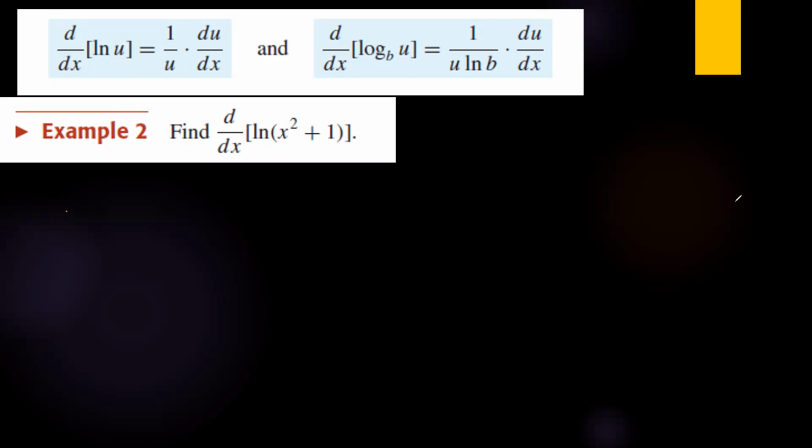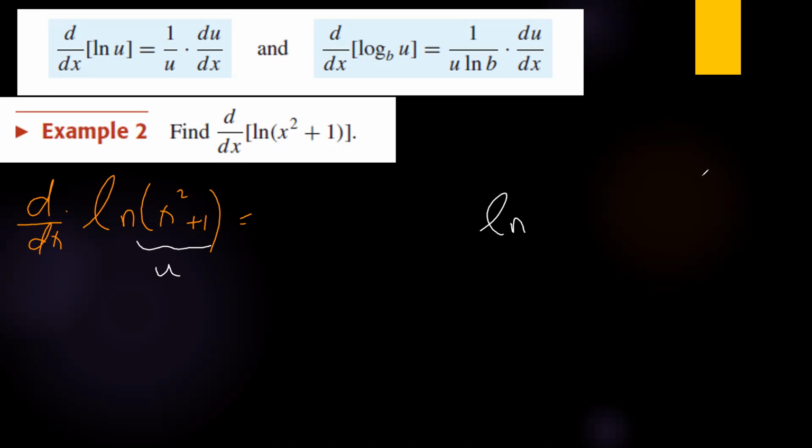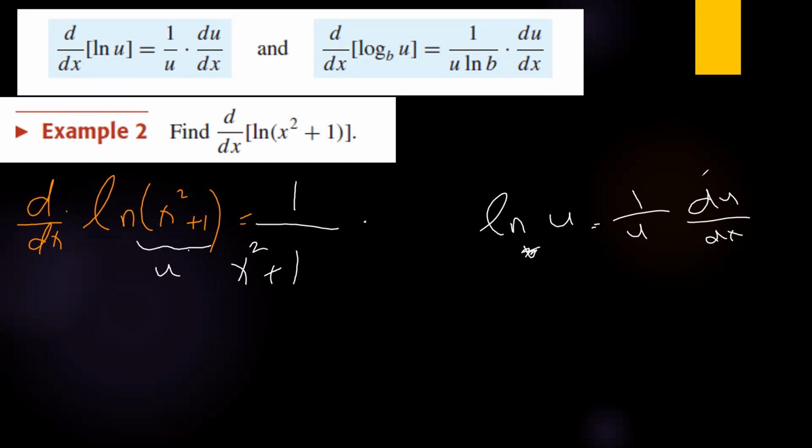Find the derivative of ln of x squared plus 1. Here, we assume that this is u. We say that if you have ln of u with respect to x, it is 1 over u du over dx. So it's very easy. Write 1 over x squared plus 1, which is u, times the derivative of x squared plus 1, which is 2x.